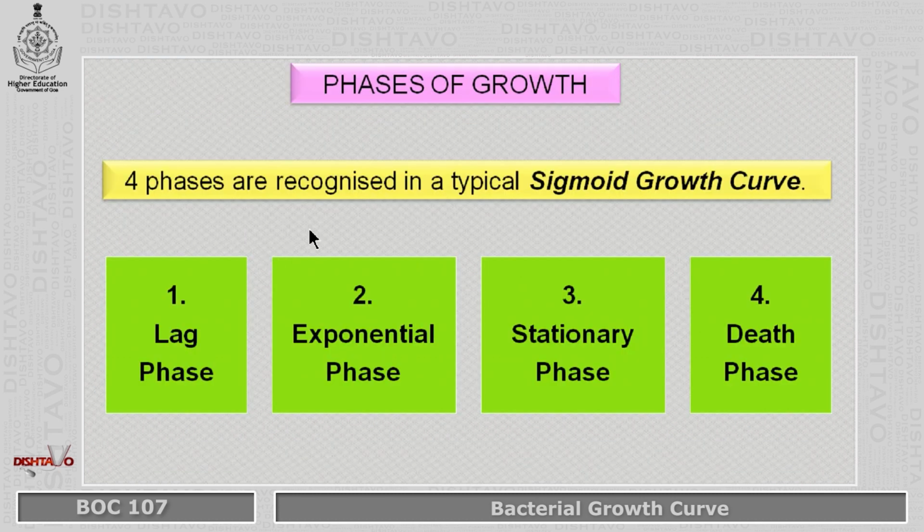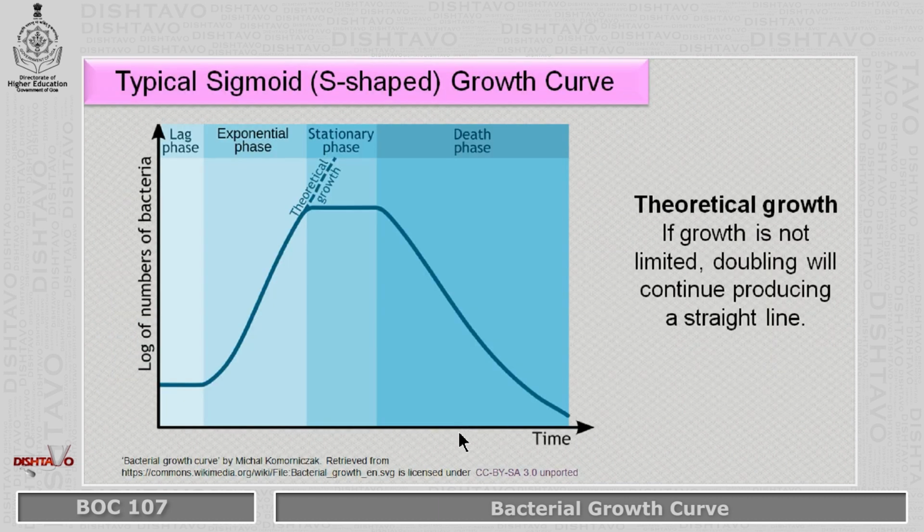Coming to the phases of growth. There are 4 phases recognized in a typical sigmoid growth curve. First is the lag phase, second exponential phase, third stationary phase and the fourth is the death phase. Now this is a typical sigmoid S-shaped growth curve. On the x-axis, time is plotted while the y-axis represents the log of numbers of bacteria.